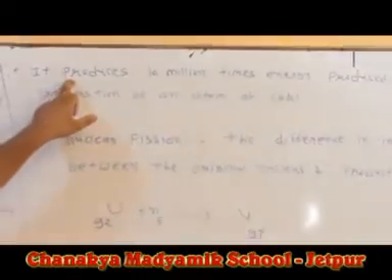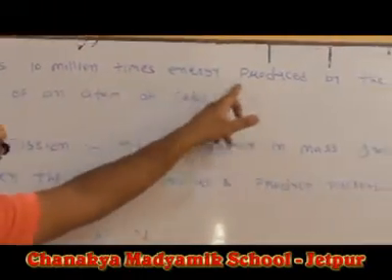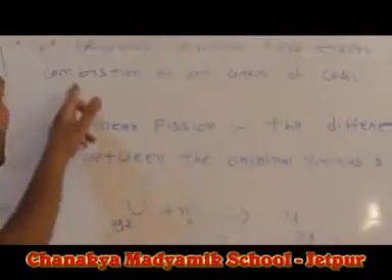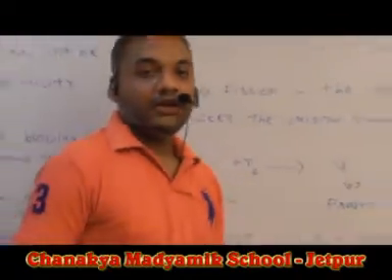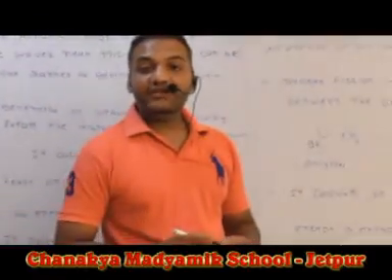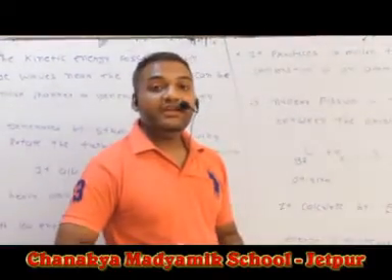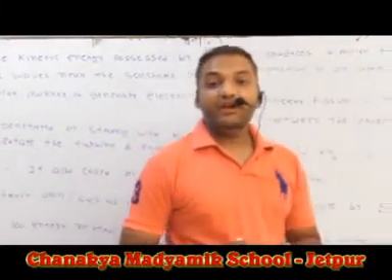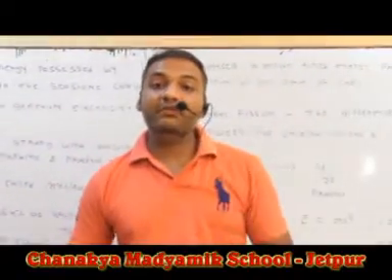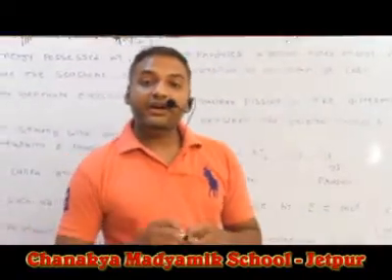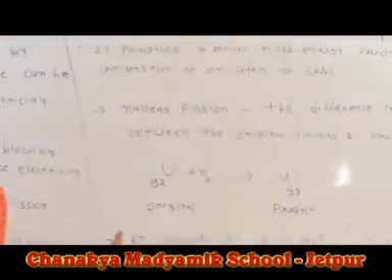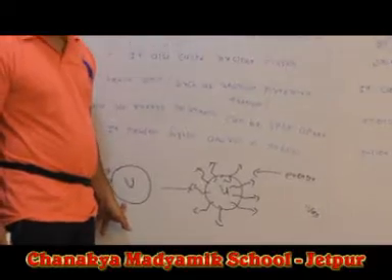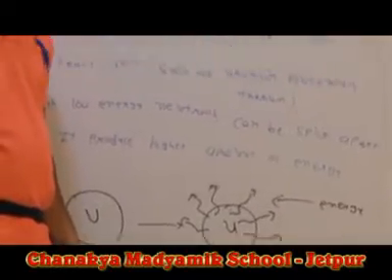It produces 10 million times the energy produced by the combustion of an atom of coal. How much energy is produced by nuclear fission? It produces 10 million times more energy compared to the combustion of coal. Only one fission of uranium can produce as much energy as the combustion of 10 million units of coal.